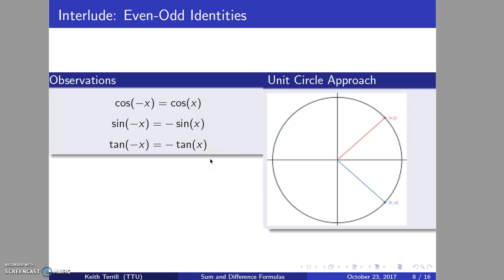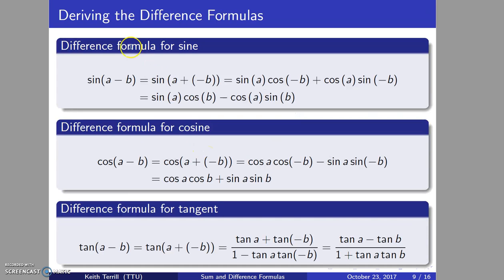And I say all that because now we've got all the machinery in place that we'll need to derive the difference formulas. Specifically, I've got sine of A minus B. Well, that's the same as sine of A plus negative B. So substituting into our existing sum formula, sine A cosine negative B, cosine A sine of negative B. And then, using our even-odd identities, cosine of negative B, that's just cosine B. Sine of negative B, well, that's sine of B, but negative. So this plus becomes a minus.